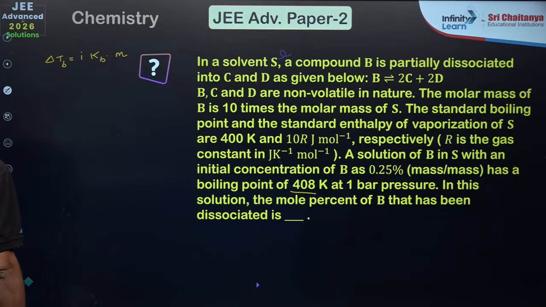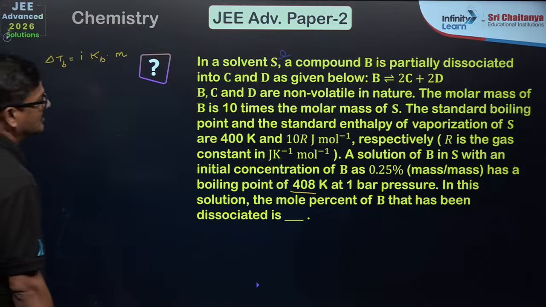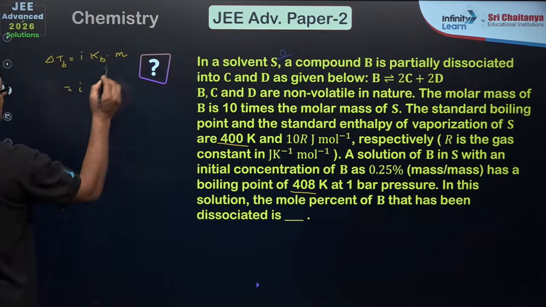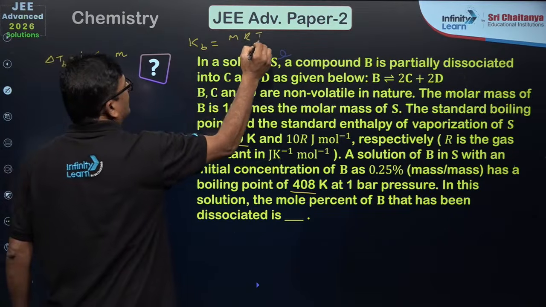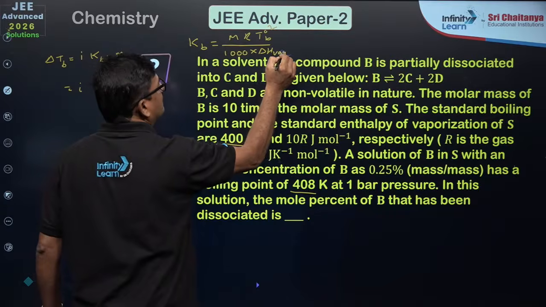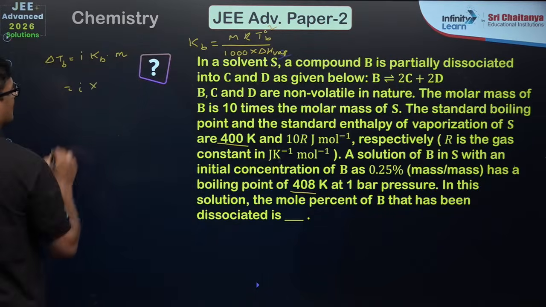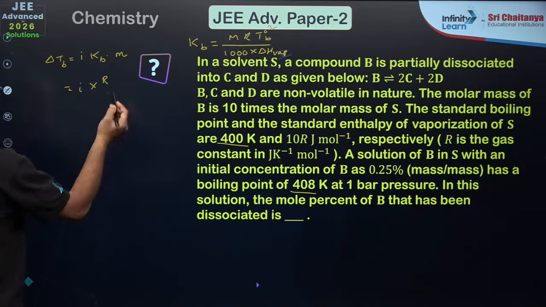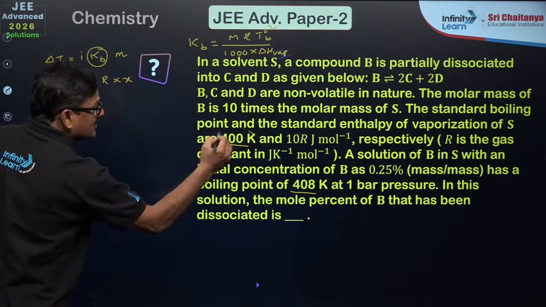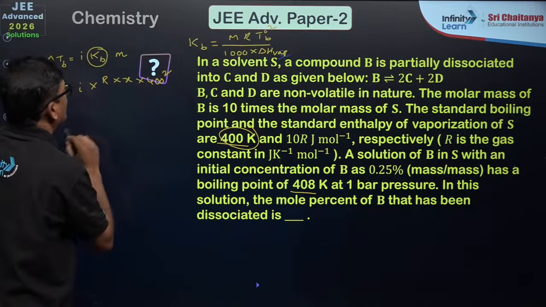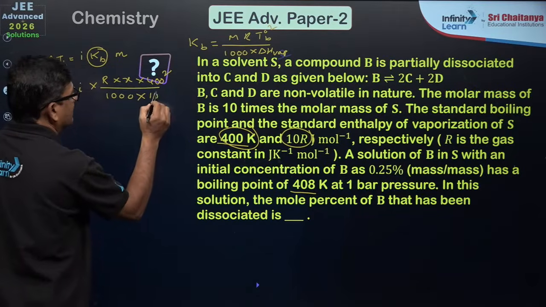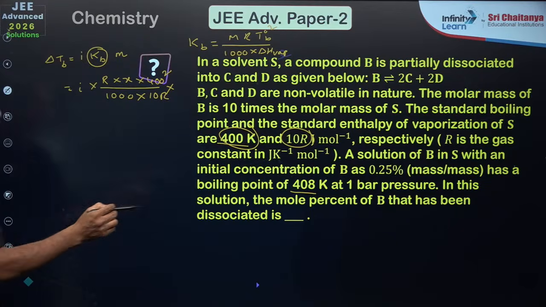So delta TB is equal to the difference, 408 Kelvin minus 400 Kelvin, and 10 times the molecular mass of this is going to be i. KB you can say is M R T naught B square upon 1000 into enthalpy of vaporization. You can calculate this, molecular mass of S, let us say it is X, and I just want to put these values. 400 Kelvin square, upon 1000 into 10 R.